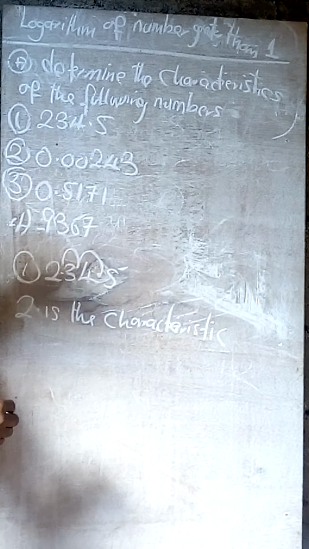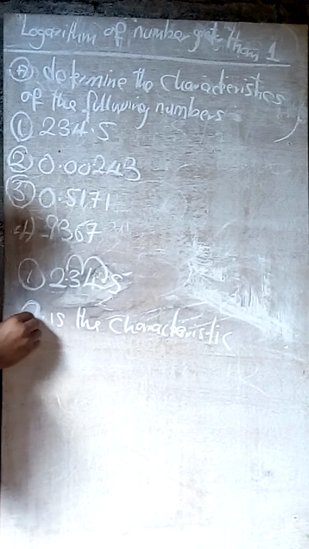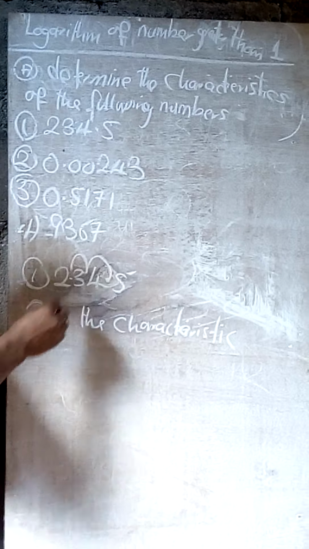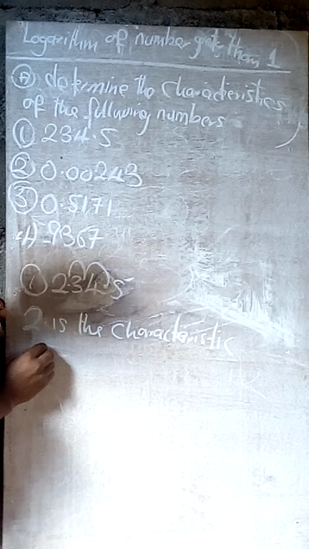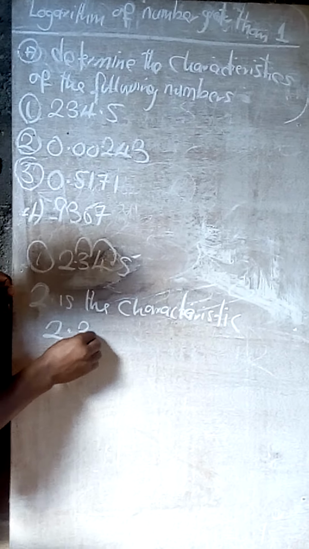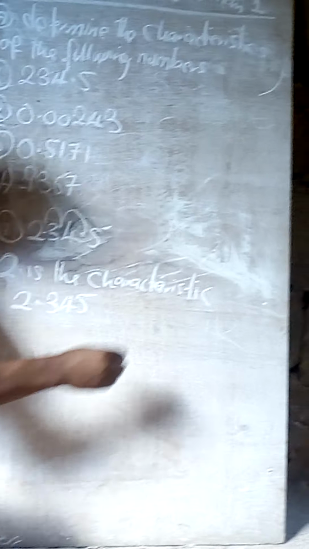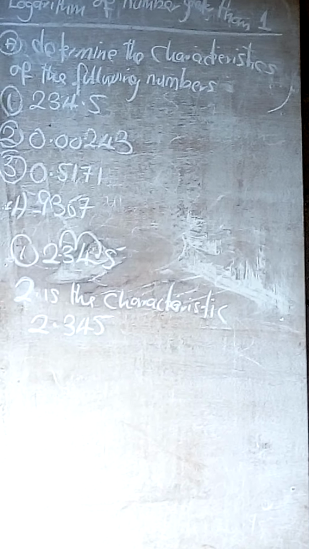Are we following now? 2 is our characteristics. These are what counts, giving the result as 2.345. Let's now pick the other one.